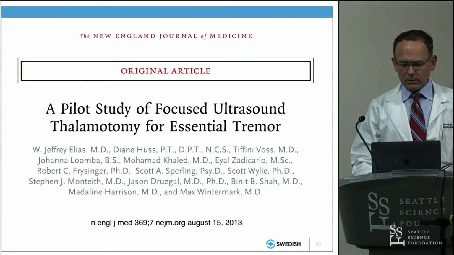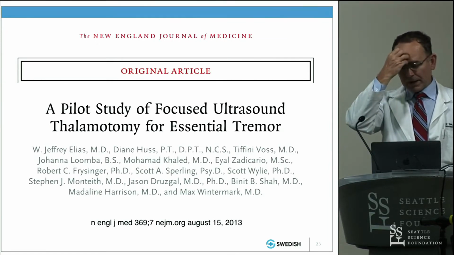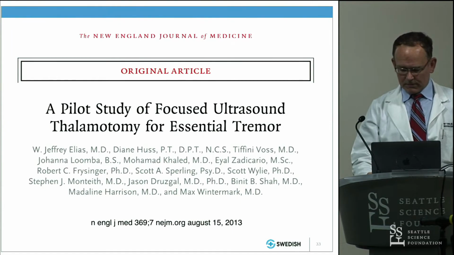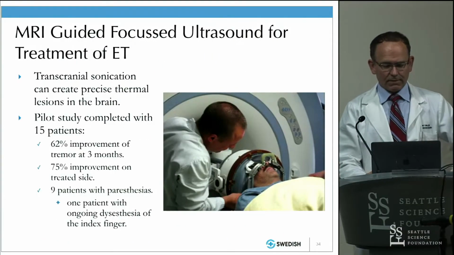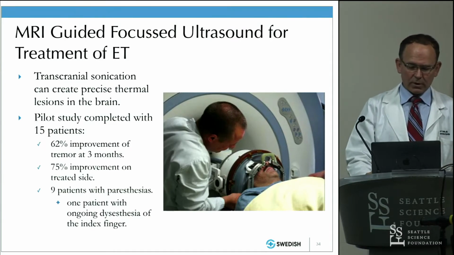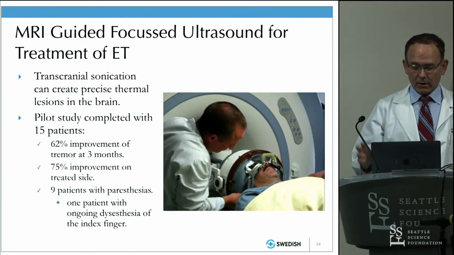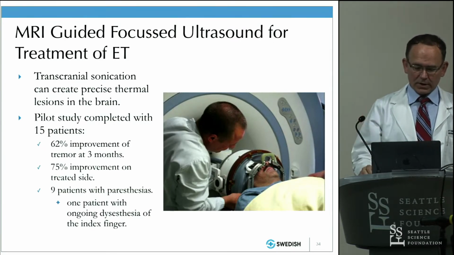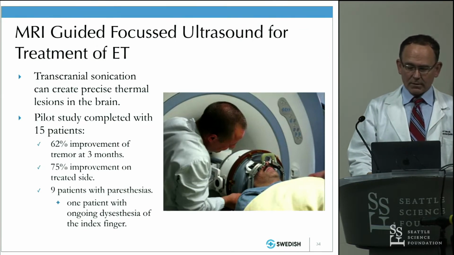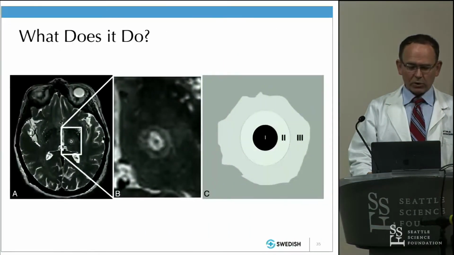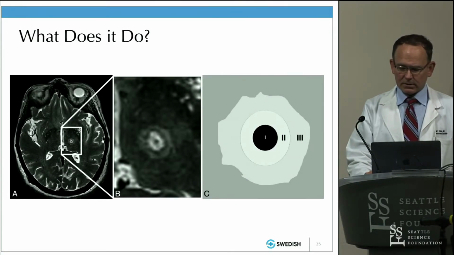There was a study at UVA that really demonstrated in the pilot that it was a potentially good idea. They did 15 patients and found 62% improvement in tremor at 3 months bilaterally, but 75% on the treated side. There were 9 patients that had some degree of paresthesia afterwards, only one that had any sort of ongoing unpleasantness in the paresthesia. And you can see here is the lesion that is made.